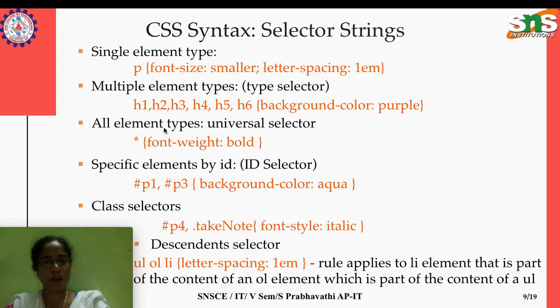And one more, all element types. This is the universal selector, which is a star. Within the curly braces after the star you give the styles. It indicates that the web page has HTML elements, and all the HTML elements in that particular web page will get this style. All the HTML elements' font weight will be bold.